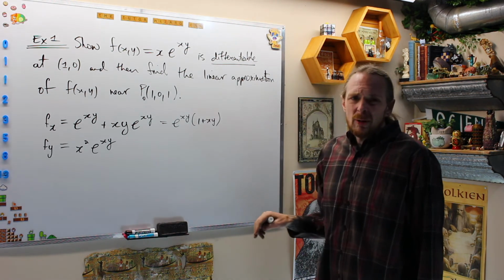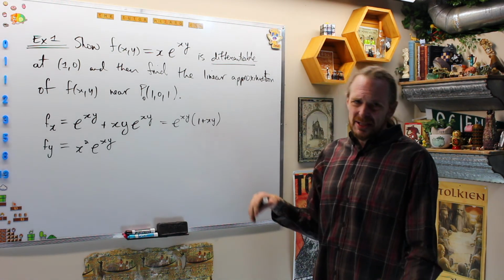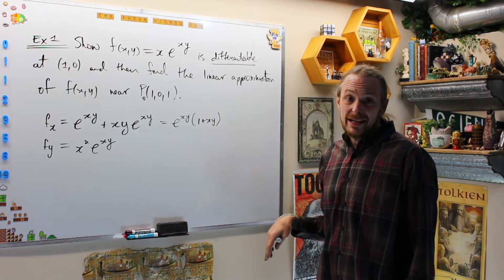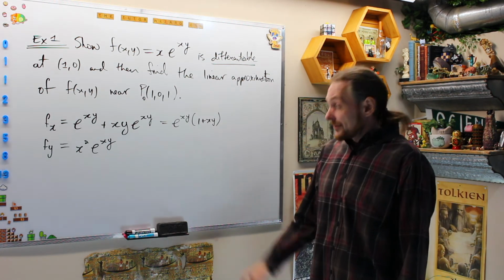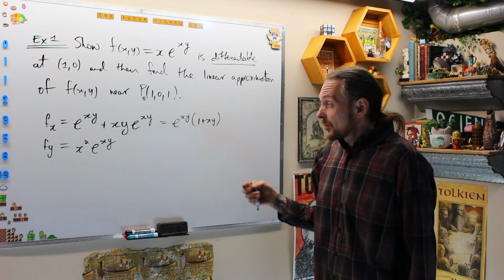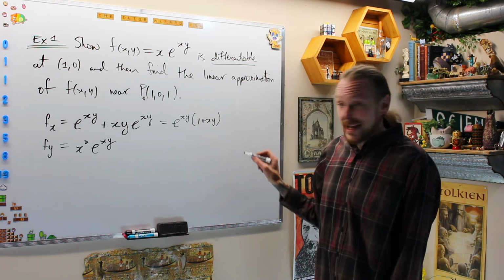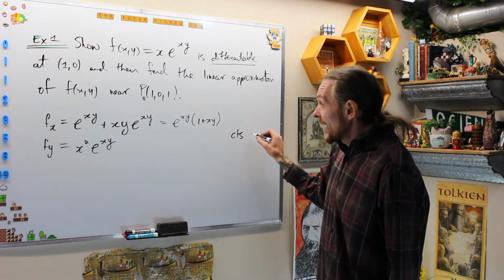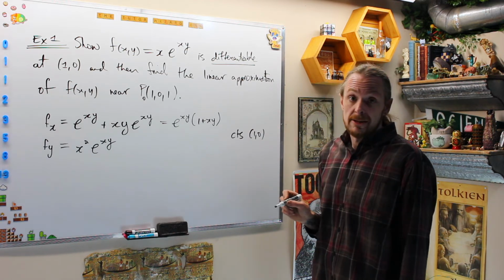That's a polynomial times an exponential function, and they're continuous on their entire domains, and the domain of those is the entire plane. So these two functions are continuous everywhere. In particular, they're continuous at the point (1, 0).